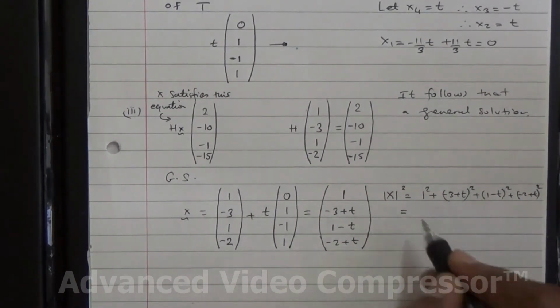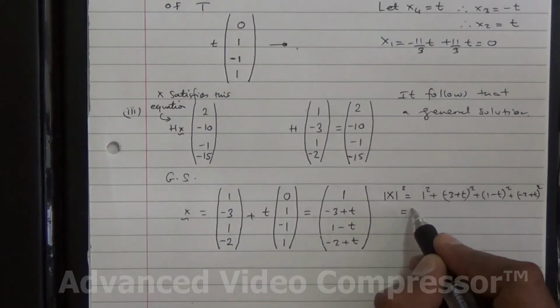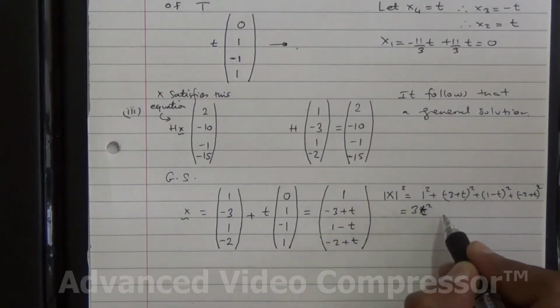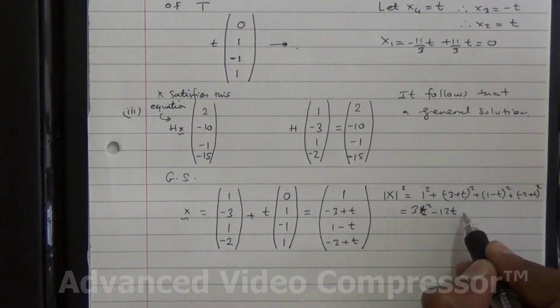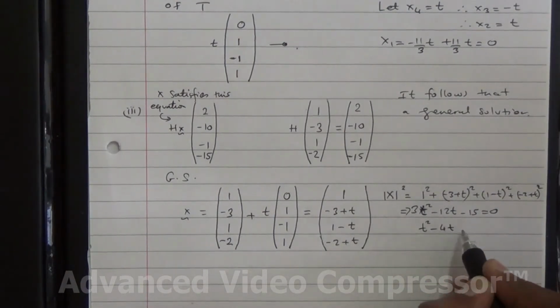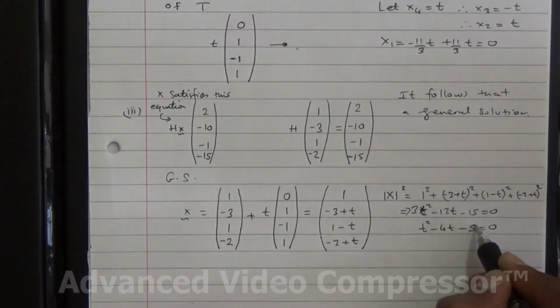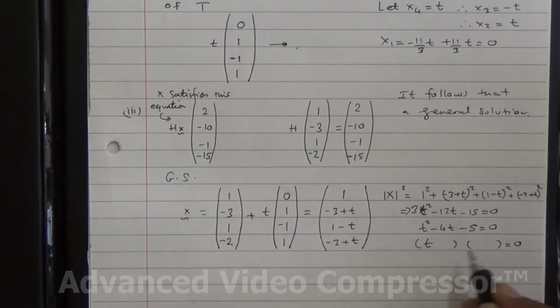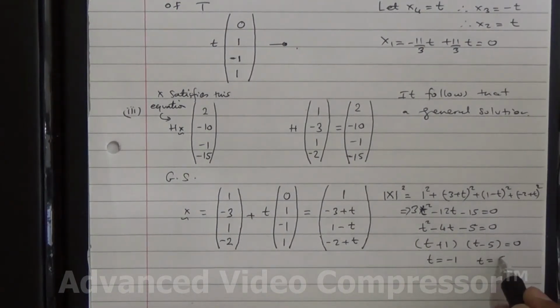So when you do that, you should be able to get 3t squared minus 12t minus 15 is equal to 0. If you simplify that, you're going to end up with t squared minus 4t minus 5 is equal to 0. Solving that, I've equated this to 0 here. So t and t, you've got 5 and you've got 1, minus 4, so t is equal to minus 1, t is equal to 5.